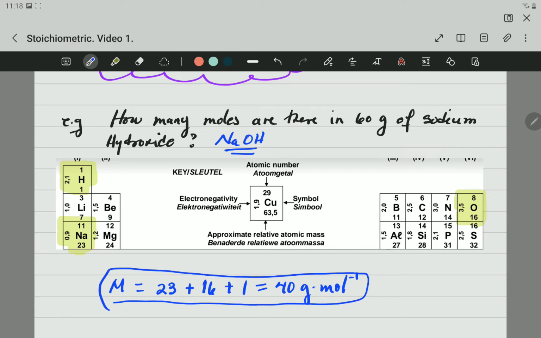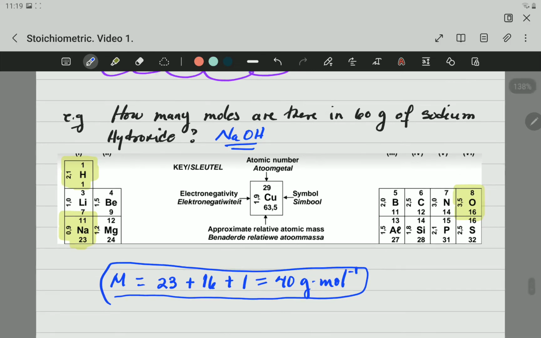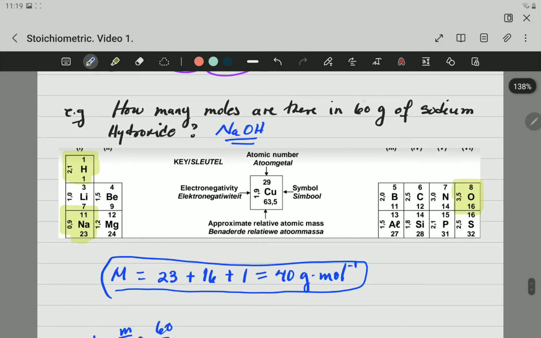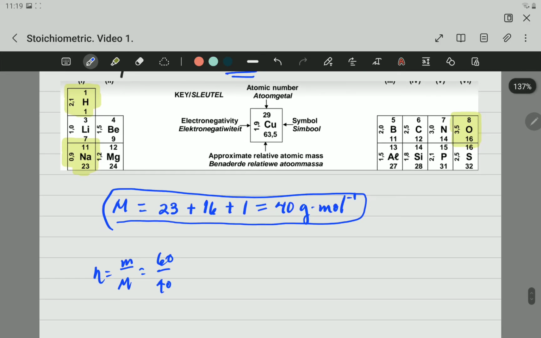This is the molar mass of sodium hydroxide, and it's important. Without that one, you cannot do the rest of the question. The rest of the question is calculate how many moles. So they give you the sample, which is 60. Number of mole is equal to mass divided by molar mass. This is 60 divided by 40. It is 60 here in the question, divided by 40, and the answer is going to be 1,5 mole. That is the question.